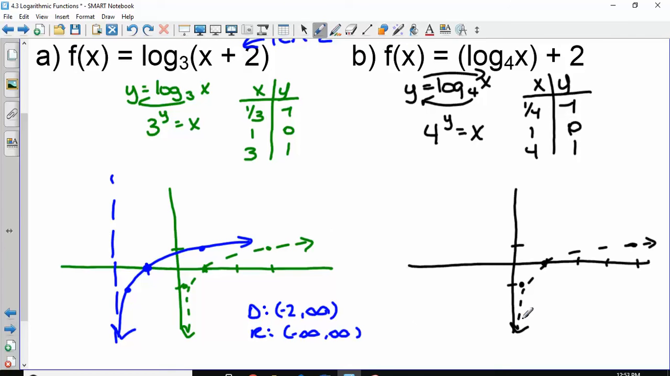What will the transformation be this time? Will my asymptote move when I do that? No. So domain is still, and range.